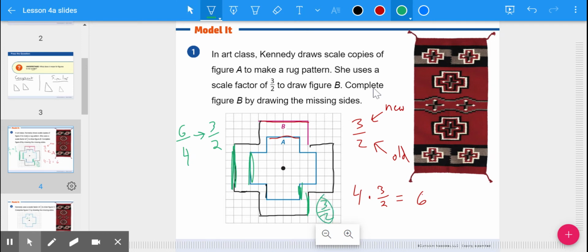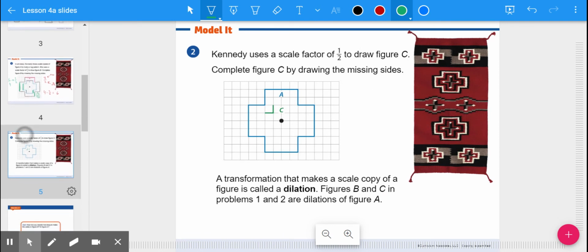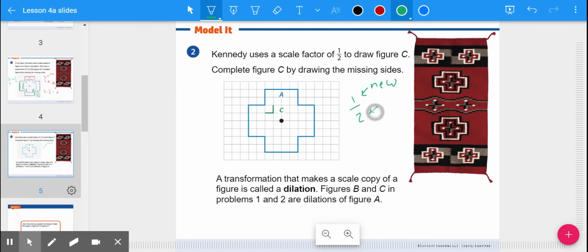All right, let's look at number 2. It says Kennedy uses a scale factor of 1/2 to draw figure C. Complete figure C by drawing the missing sides. That means that each of the side lengths is 1/2 the size. So anytime the new one is 1, the old one is 2. New to old. So the old one is bigger than the new one.